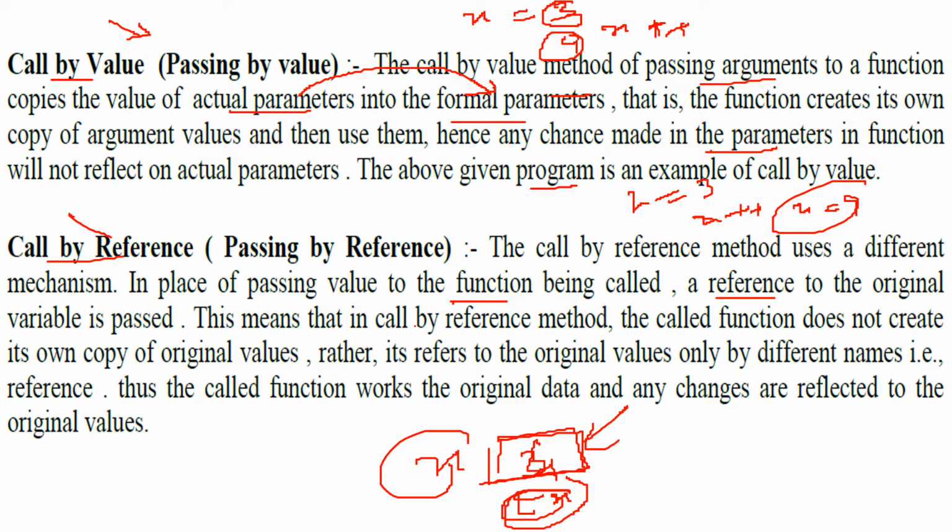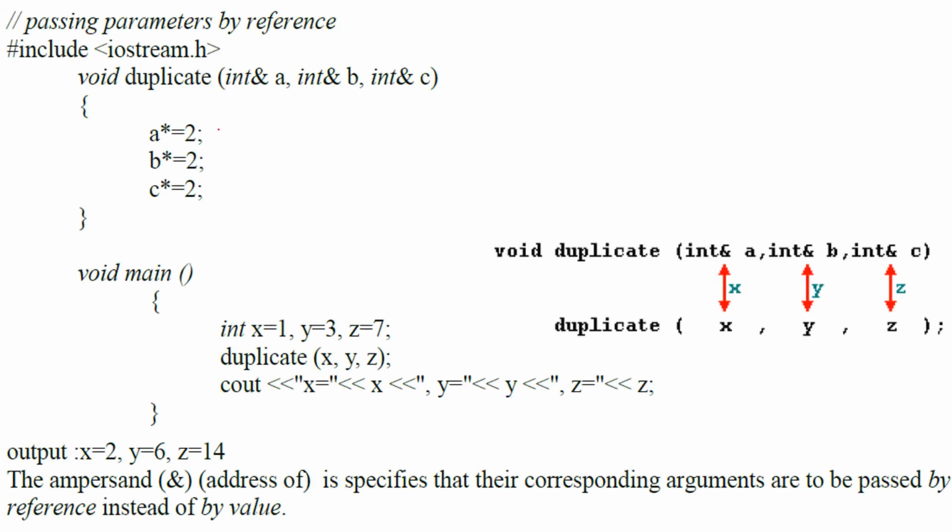That is, in the call by reference method, the called function does not create its own copy of the original values, as you see here. It refers to the original value only by a different name, like the reference, as I just said, &x. So the called function works on the original data, and any change which is done is reflected, unlike the case in call by value. So this is the example of passing parameters by reference.